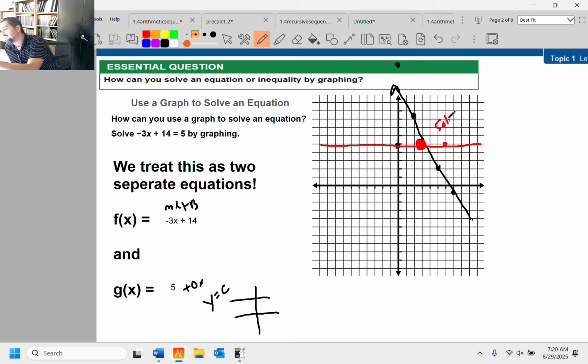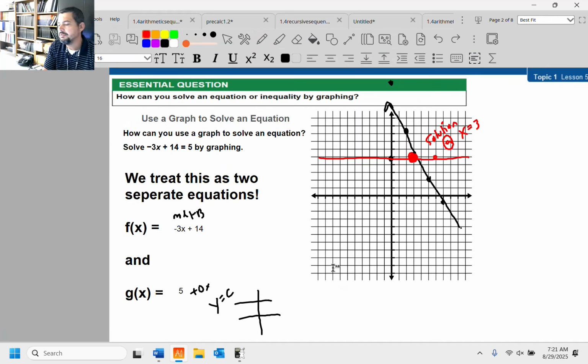Your solution is at x equals 3 because that's where the y values are the same. That's where the output is the same. That's why we call it a solution. And most kids I don't think ever realize why we call these things a solution. We call x equals 3 a solution because the output, which is y, is the same for both.